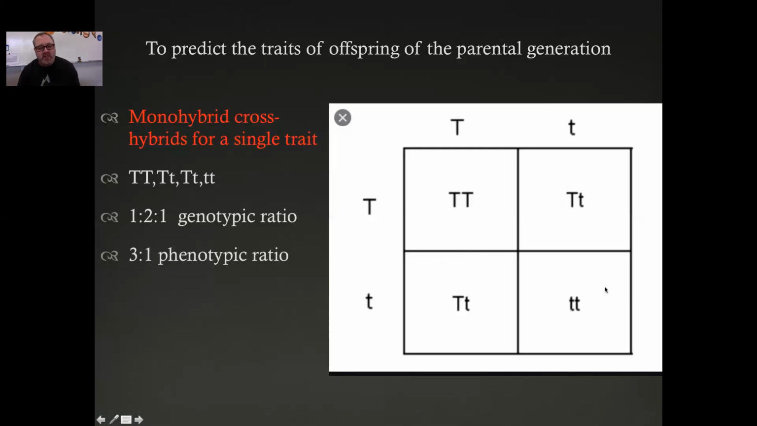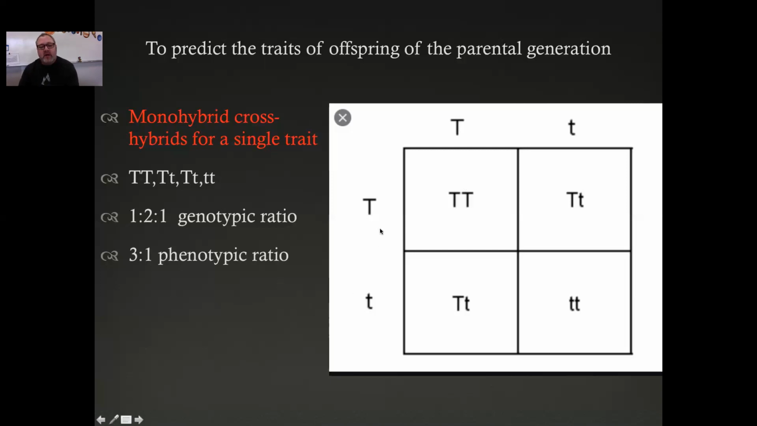So the possible genotypes from this monohybrid cross are big T big T, big T little t, big T little t, and little t little t. I know this sounds kind of confusing to listen to, and I have said this so many times over the years that it's just in my head and I say it fast, but pay attention to what I'm saying and try to understand where I'm getting that from.